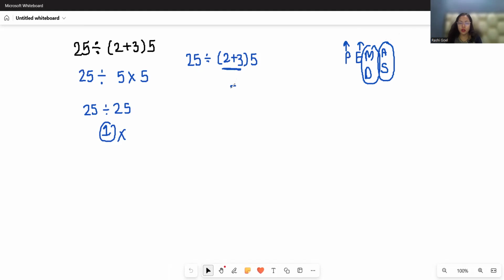So first solve the parenthesis, that is the bracket. The bracket is 2 plus 3, which is 5. Now write the left terms: 25 divided by 5, and here is 5, and the bracket. When you remove the bracket and there is no symbol, just simply put multiplication.